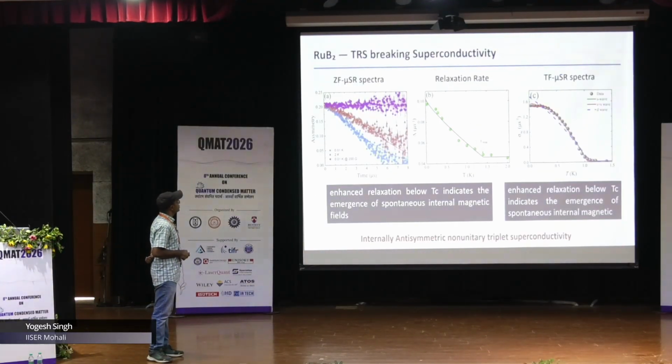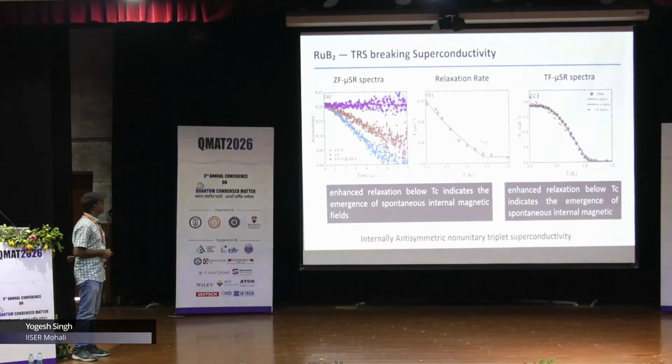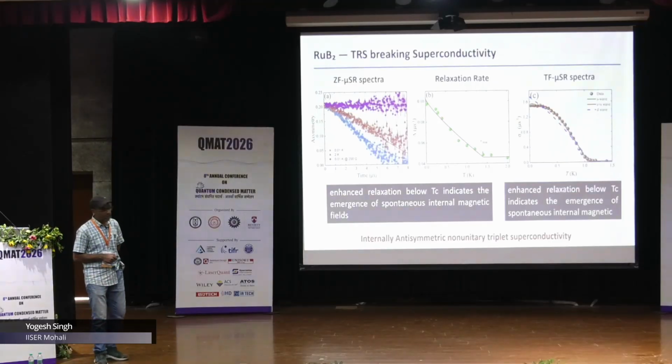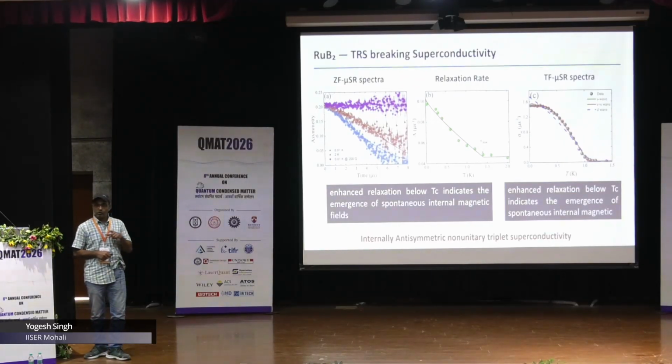So muSR measurements were done in collaboration with Ritu Gupta from IIT Ropar, and this is the muon relaxation as a function of time at two different temperatures, one above the Tc for RuB2, which is 2 Kelvin here, and one below Tc. The Tc for RuB2 is 1.6, remember? So this was done at 10 millikelvin, and you can see that there is a strong enhanced relaxation below the superconducting transition temperature. This suggests that there are internal magnetic fields inside the superconducting state which were not present in the normal state.